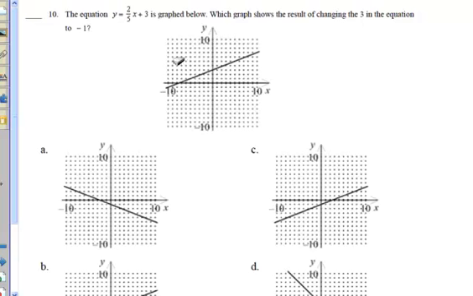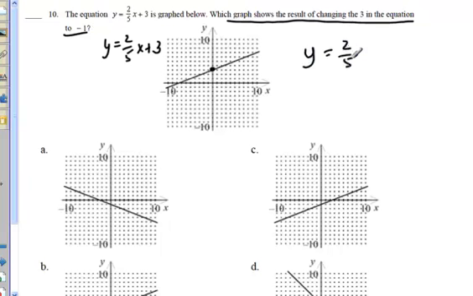Number 10, y equals 2/5 x plus 3 is graphed below. Which graph shows the result of changing the 3 in the equation to negative 1? So my equation is in the form of slope-intercept, so I know that the 3 is the y-intercept, which obviously matches the graph. That's the whole point. What I'm going to do is take and change the 3 in the equation to negative 1. So my new equation will be y equals 2/5 x plus negative 1.